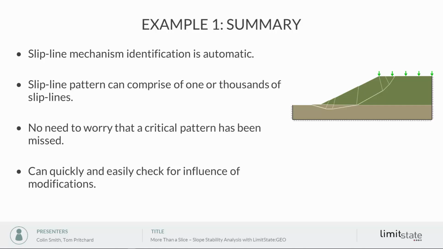So in summary, hopefully you've seen the slip line mechanism identification is automatic. A slip line pattern can comprise just one line or many. You don't need to worry that a critical pattern has been missed because it will hunt out the relevant one, and you can quickly and easily check the influence of modifications to the geometry or the layout.